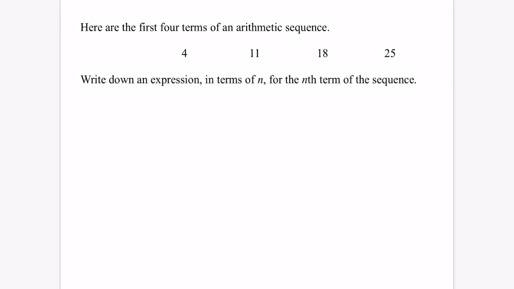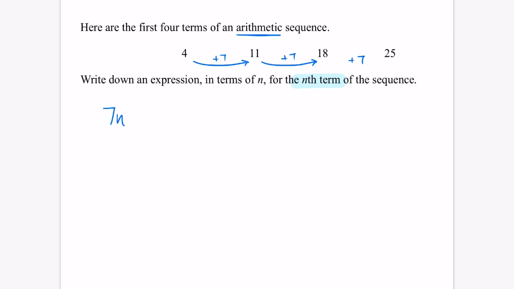Okay, so in this question, we're asked to find the nth term. So let's look at what's going on with this sequence. When we go from 4 to 11, we notice we add on 7, and when we go from 11 to 18, we add on 7, and the same at the end. That's because it's arithmetic, which means it's linear: it's adding or taking away the same amount each time. So because of this, we know that 7n is part of the sequence.